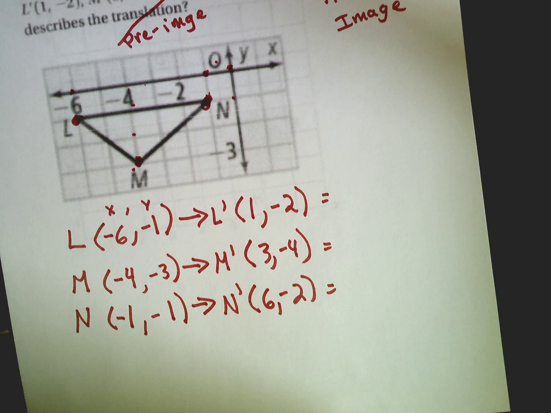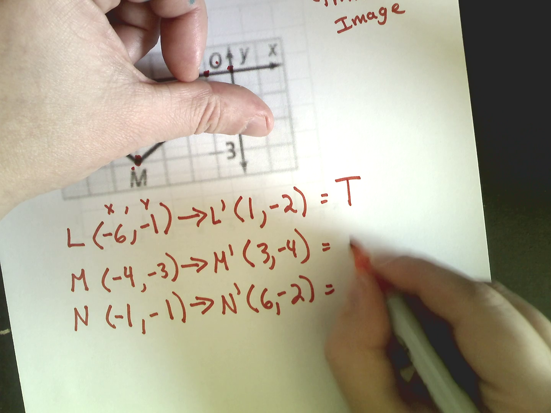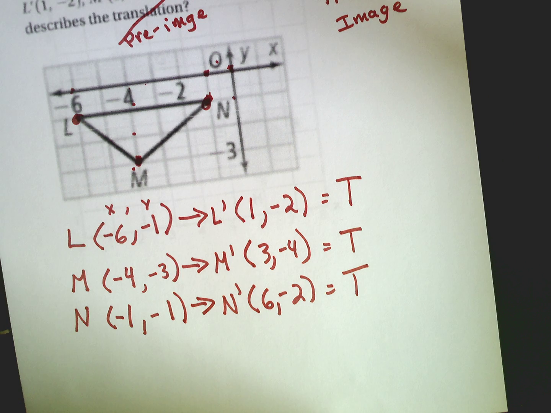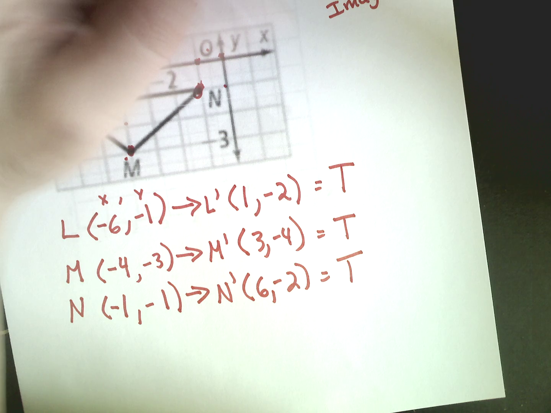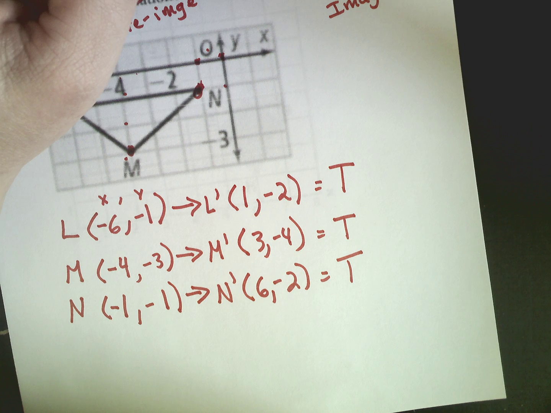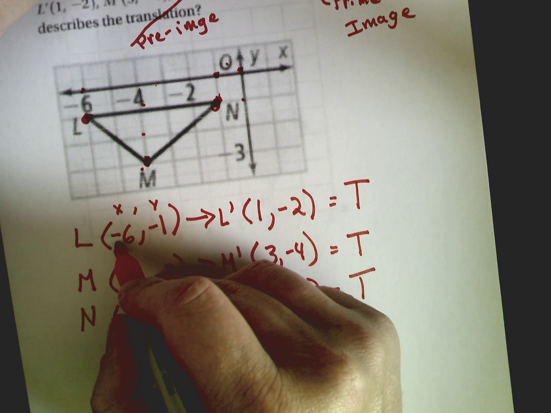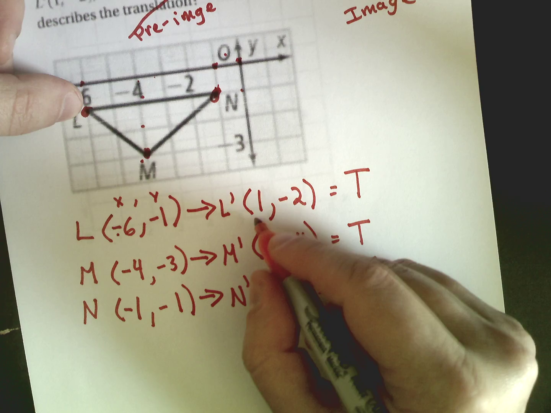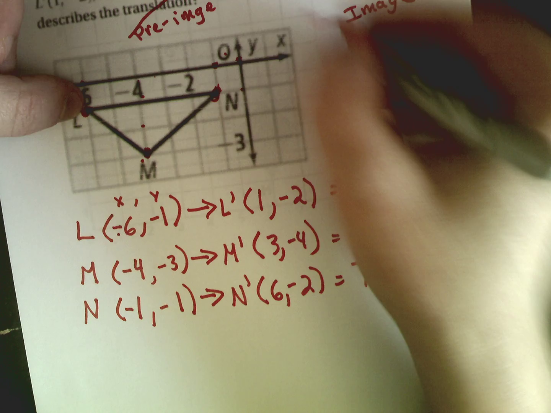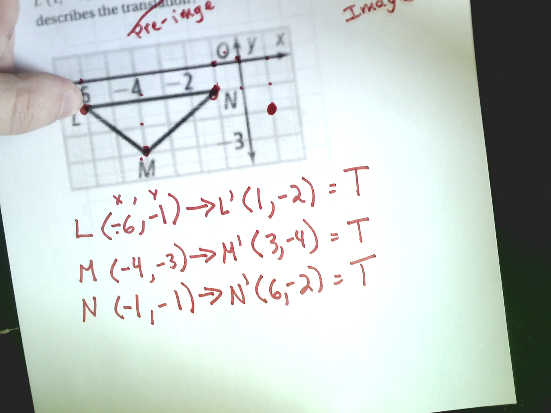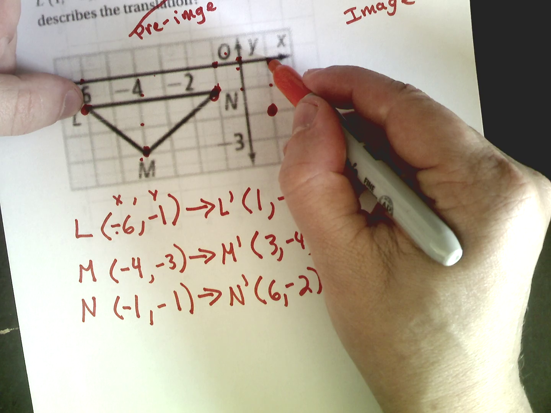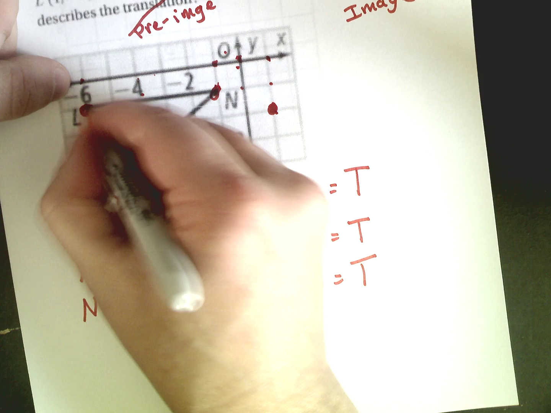This is kind of like a trick. So I'm going to say T, the translation. I'm going to give a little bit of a rule here. So here's what my translation rule is going to be. Well, let's look at this point L. Its new point, L prime, is going to be 1, negative 2. It's going to be over there. 1 over, negative 2 down. So it's going from here to here.